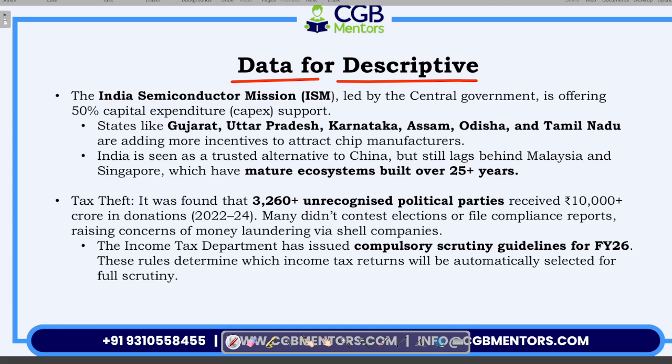So for the data for descriptive, I have two news items that I have discussed previously as well. First of all, the India Semiconductor Mission, where the government is offering the incentive of 50% capital expenditure. States like Gujarat, Uttar Pradesh, Karnataka are matching the incentives so that they can attract the chip manufacturers. For example, we have seen that Gujarat and Uttar Pradesh are offering incentives up to 50% so that they can attract the chip manufacturers in their states, right?